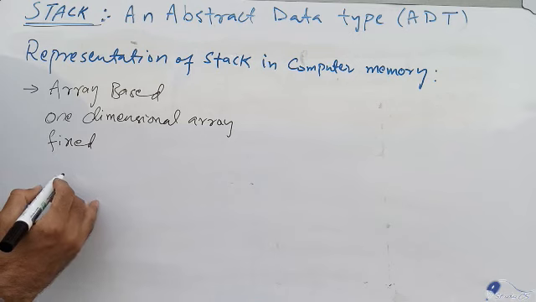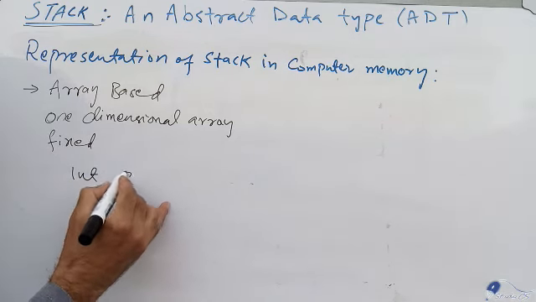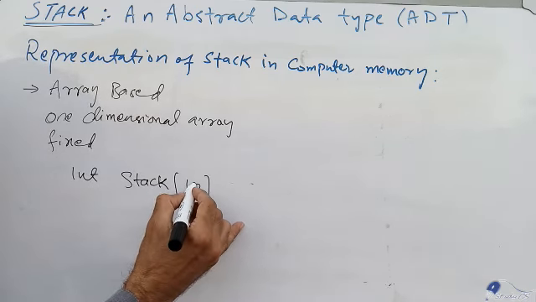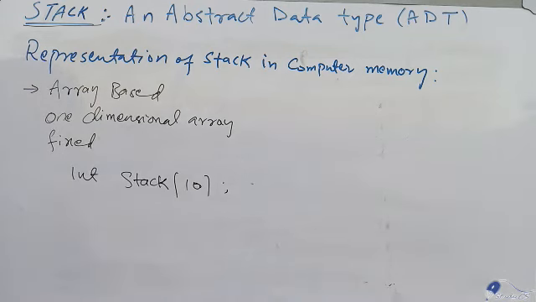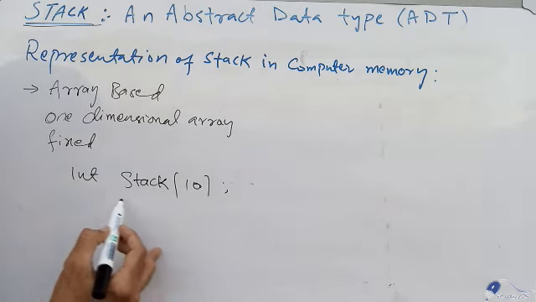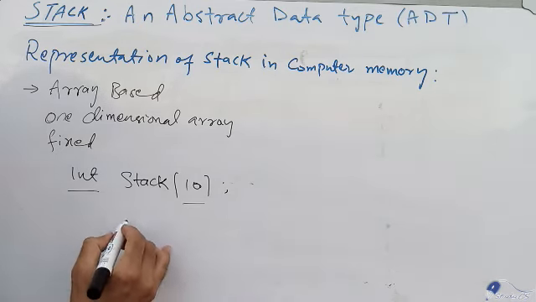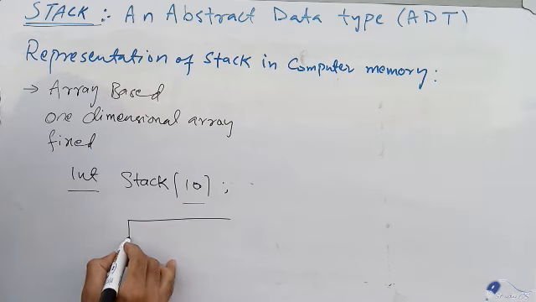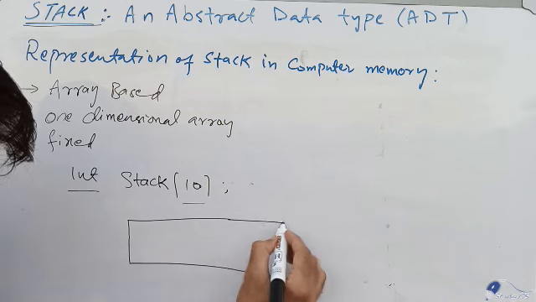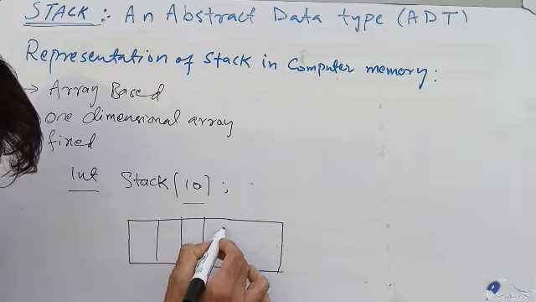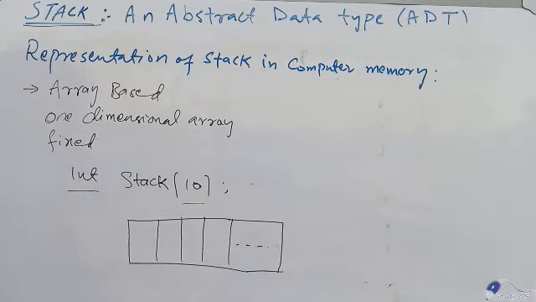So we can write it as int stack. Suppose we are using the name stack[10]. Through this statement we can define a stack in computer memory which will hold 10 integer values. It will reserve a block of memory. As we know, an array is a contiguous memory location which stores homogeneous data elements, a block of memory to store items of the same data type.